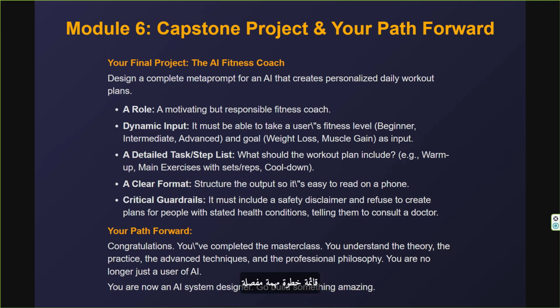A detailed task step list. What should the workout plan include? Example: warm-up, main exercises with sets and reps, cool down. A clear format. Structure the output so it's easy to read on a phone. Critical guardrails. It must include a safety disclaimer and refuse to create plans for people with stated health conditions, telling them to consult a doctor.